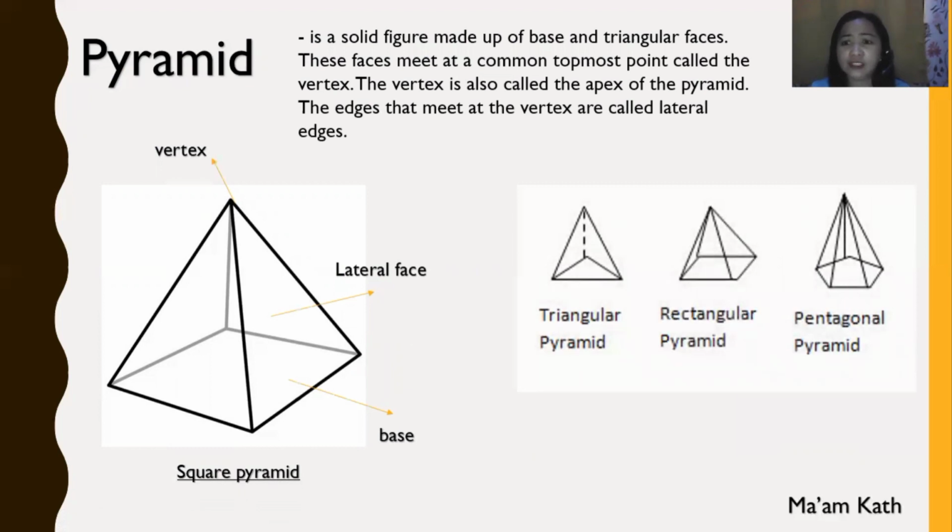We have here another kind of pyramid. We have the triangular pyramid, rectangular pyramid, and a pentagonal pyramid.